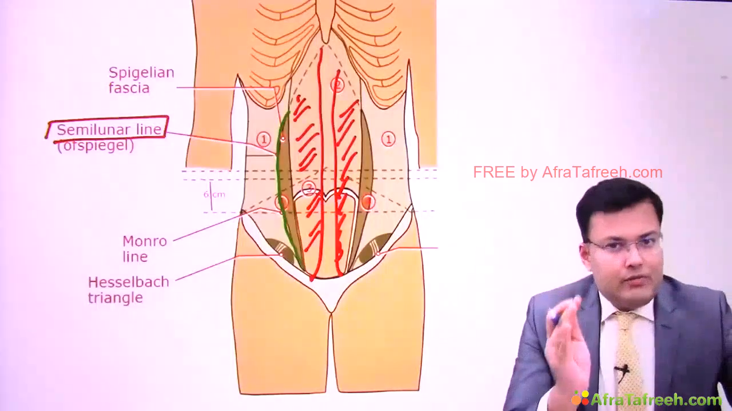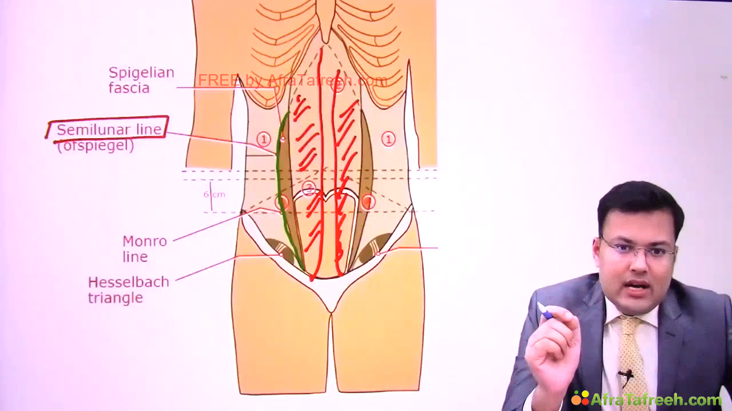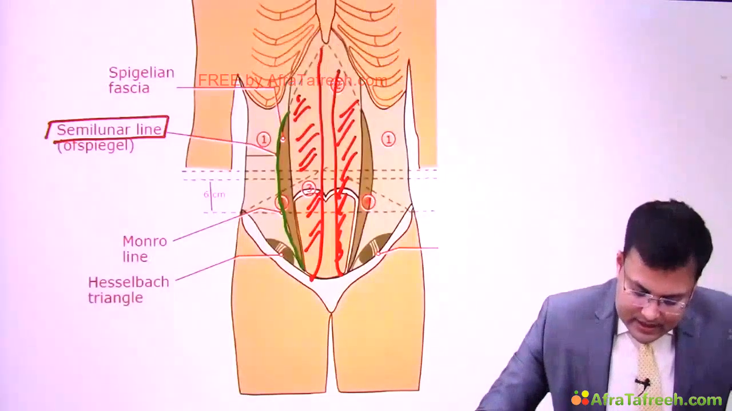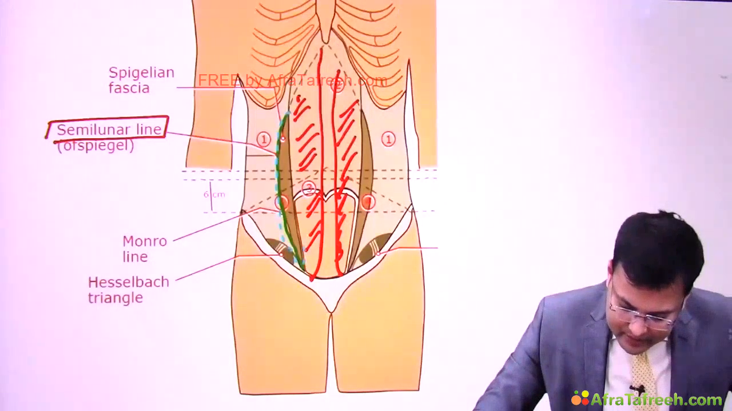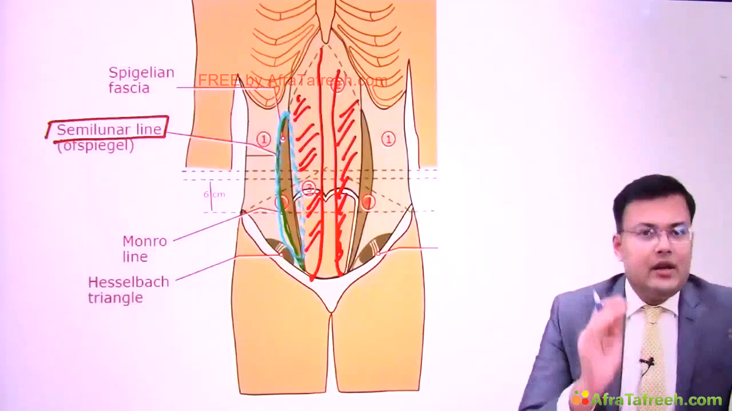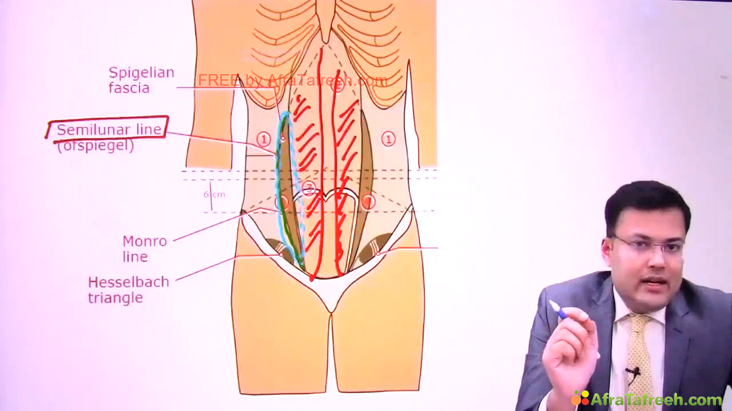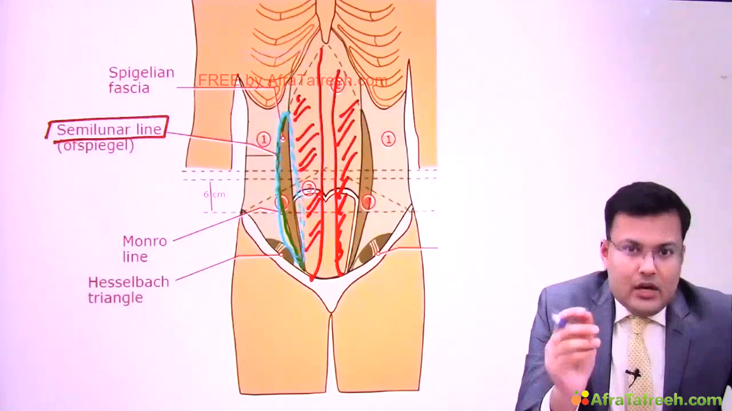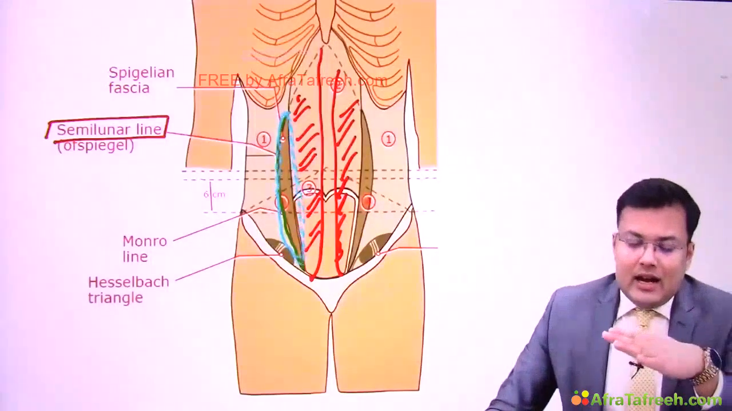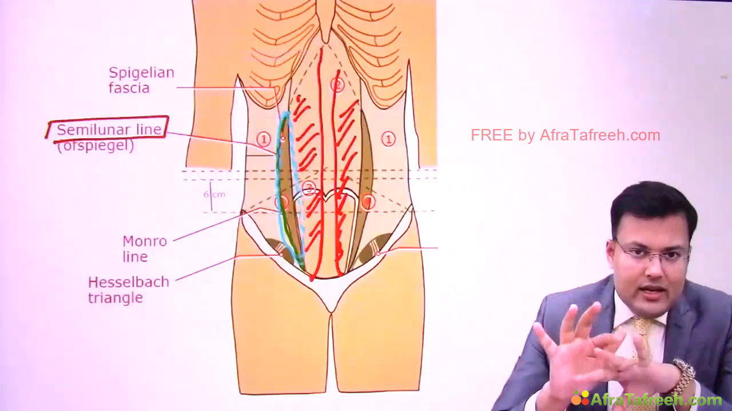Clear? So between the lateral border of rectus abdominis and semilunar line, there is a very thin aponeurosis. Can you see here? In this case, this area. This is known as spigelian fascia. So whenever content is going to penetrate this spigelian fascia, and after penetrating the spigelian fascia, the content is also going to penetrate the internal oblique.